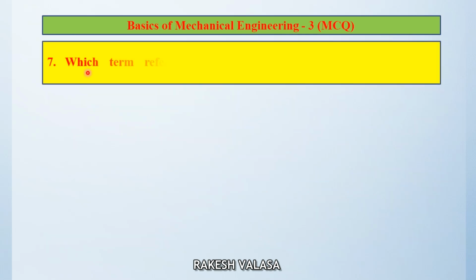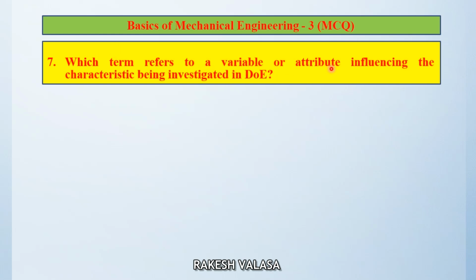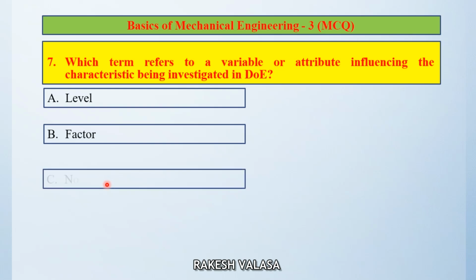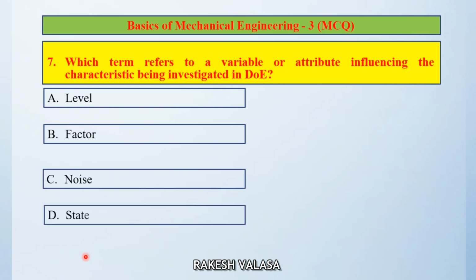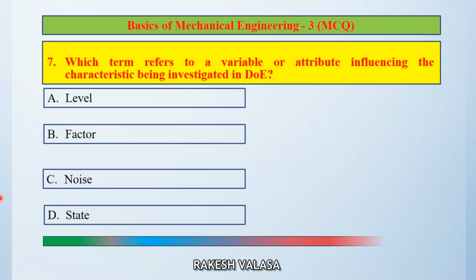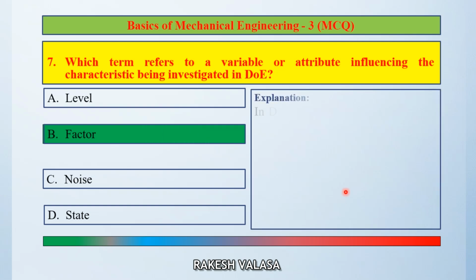Question number 7. Which term refers to a variable or attribute influencing the characteristics being investigated in DOE? Option A, level. Option B, factor. Option C, noise. Option D, state. The correct answer is option B, factor. Let us see the explanation.